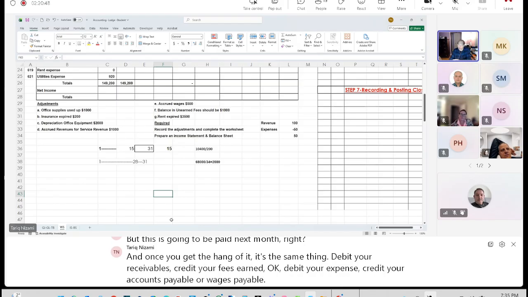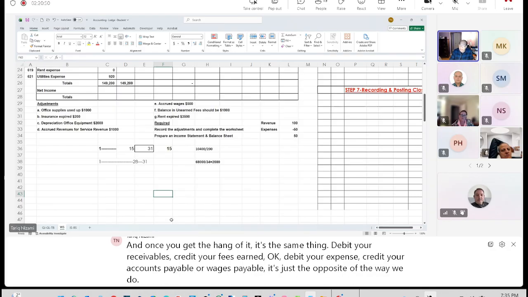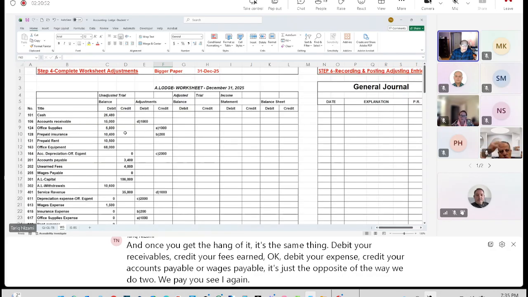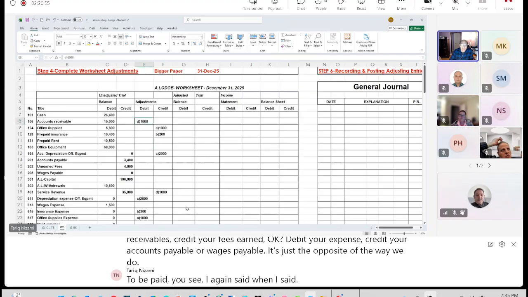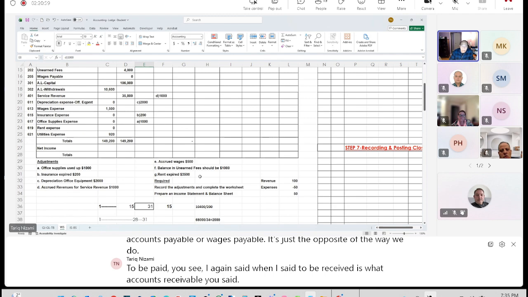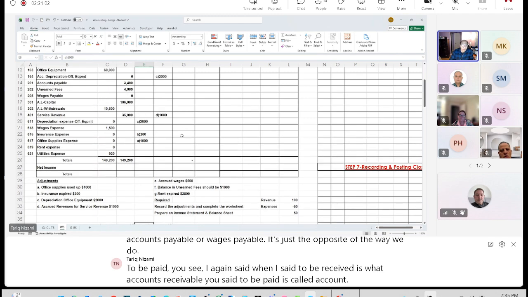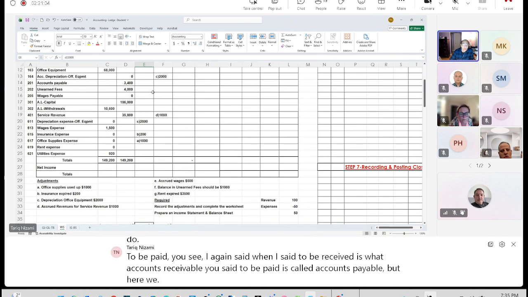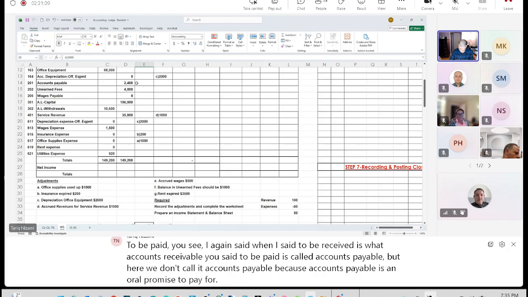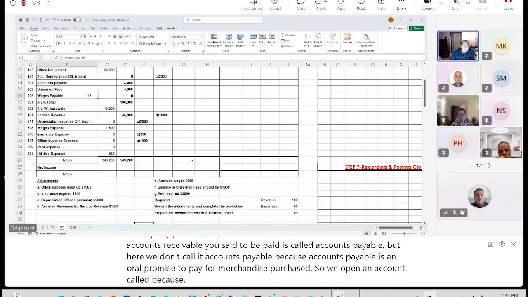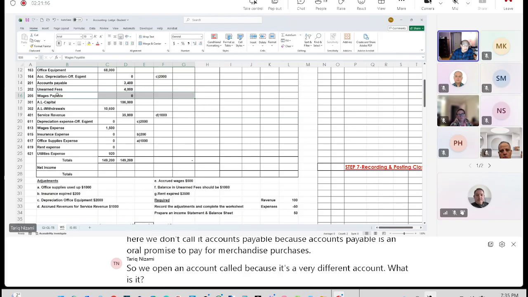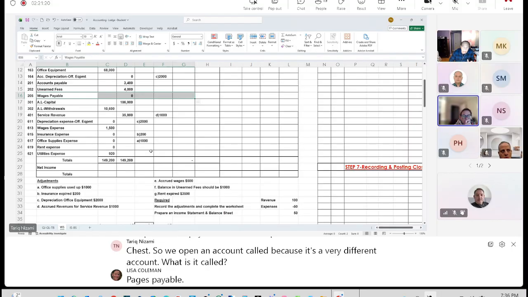It's just the opposite of the way we do. To be received is what? Accounts receivable, you said. To be paid is called accounts payable. But here we don't call it accounts payable, because accounts payable is an oral promise to pay for merchandise purchased. So we open a very different account. What is it called? Wages payable, the accrued.